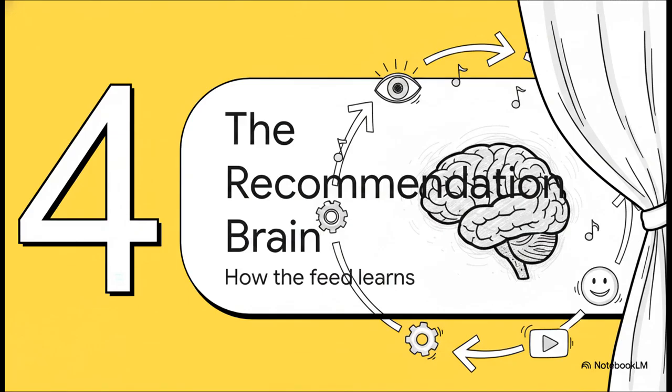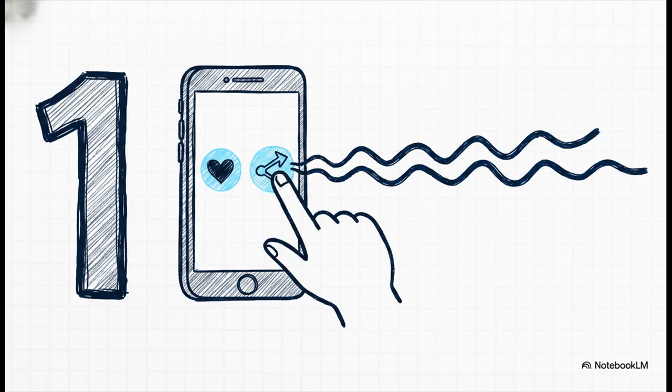Okay, so let's finally pull back the curtain on this recommendation brain. It isn't some black box magic. It's actually a really elegant and powerful feedback loop that's running constantly. So, step one is the easiest part. You just use the app. As you do, the system is meticulously collecting all those user signals we were just talking about. Every single thing you do is a clue about what you like and, just as important, what you don't like.